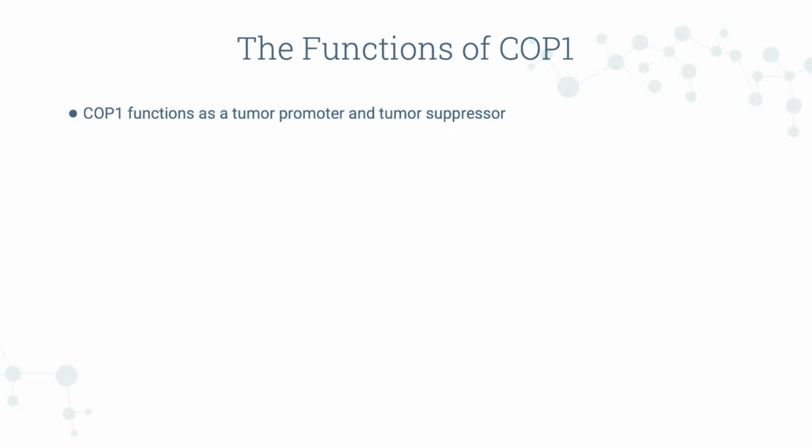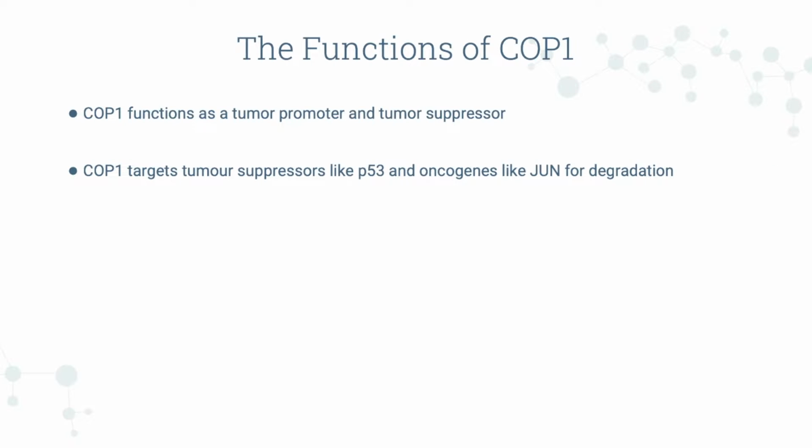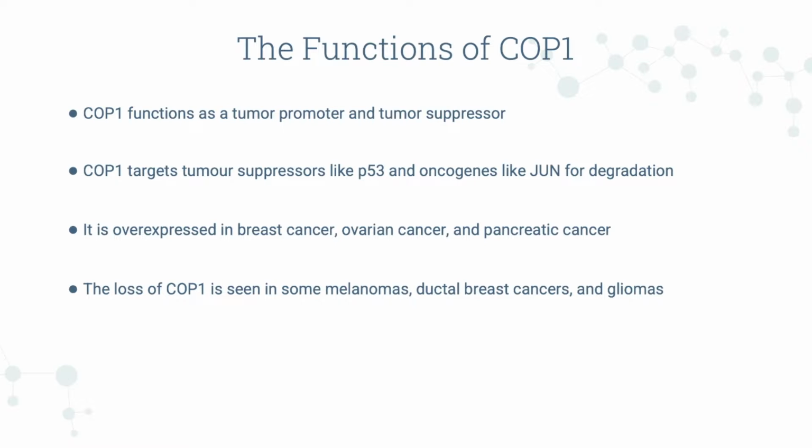As stated previously, COP1 operates both as a tumor promoter and a tumor suppressor. It has been shown to target tumor suppressors like p53 and oncogenes like Jun for degradation. COP1 plays an oncogenic function in cancer and has been overexpressed in a variety of malignancies, including breast cancer, ovarian cancer, and pancreatic cancer. As a tumor suppressor, the loss of COP1 expression has been seen in melanomas, ductal breast cancers, and gliomas. So it can be said that COP1 has many functions, but for the research project, I focused on one of its oncogenic functions.